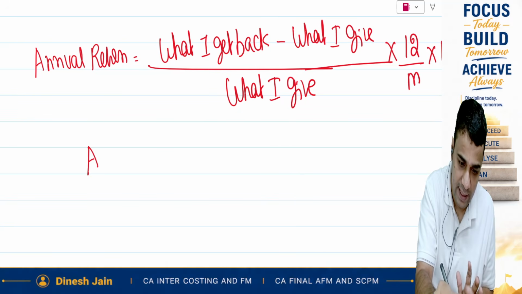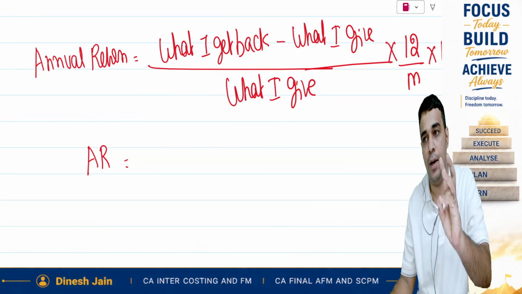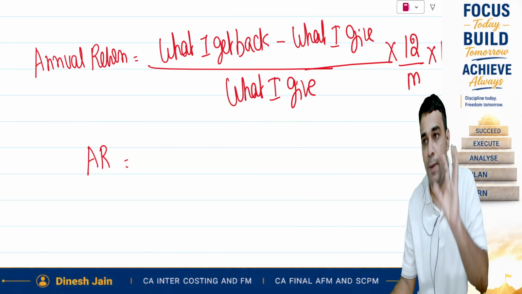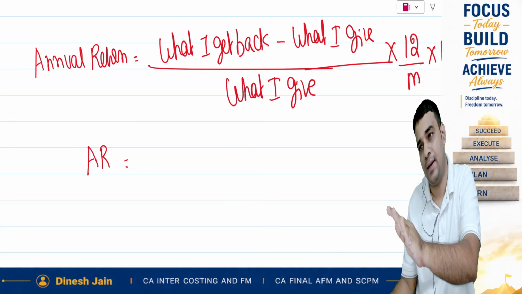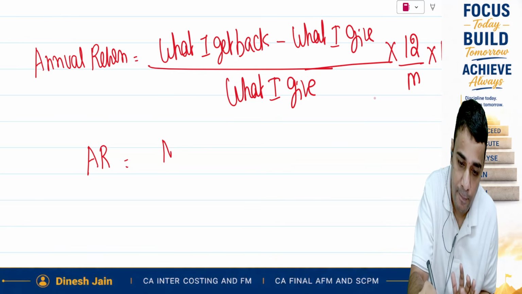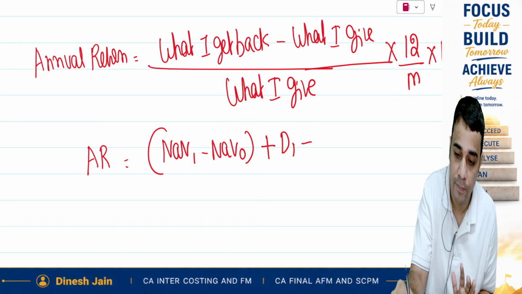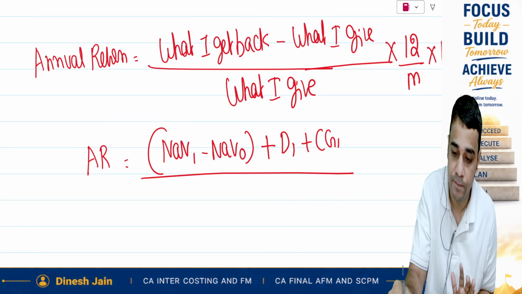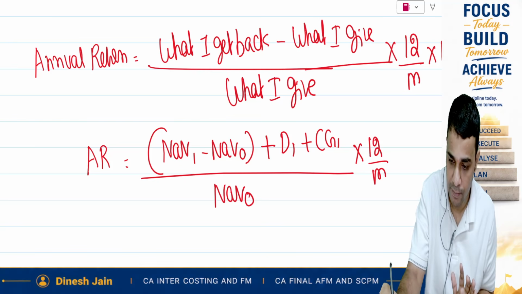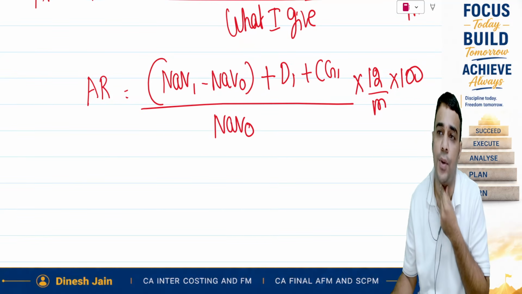Let's write it again. AR, annual return equal to, what I get back is NAV1, D1, CG1. I get back all the three. You can write all the three and subtract NAV0 or immediately subtract, doesn't really matter, whichever way you write. NAV1 minus NAV0 plus D1 plus CG1, 12 by M into 100. Okay, what is the annual return given in the question?